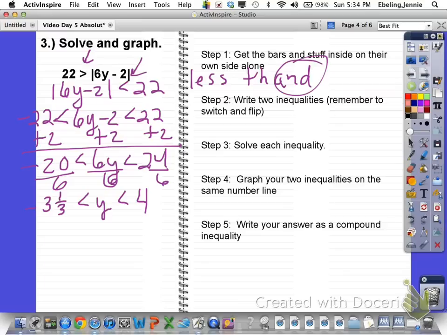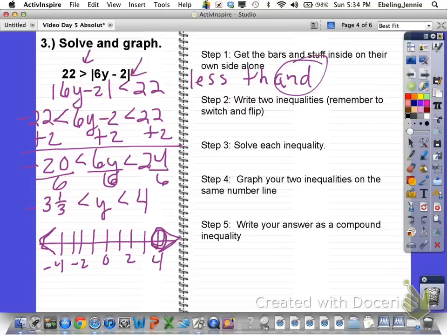And then I would want to graph that. Negative 4, negative 3, negative 2, negative 1, 0, 1, 2, 3, 4. So I do my number line here, and it says that y is between 4, so an open circle on 4, and an open circle on negative 3 1/3. So that's just part way right here. And then I need to shade in the middle. So this example says if the absolute value is not on the left-hand side, you need to put it on the left-hand side first before you go about solving it.